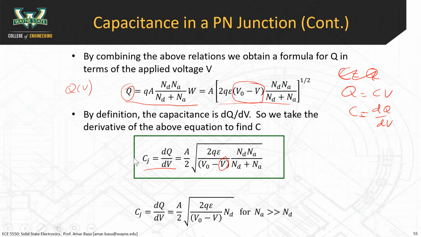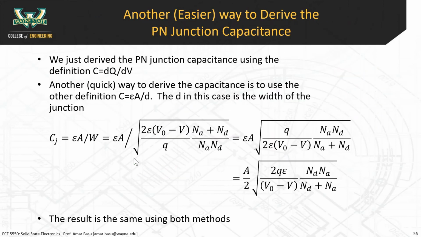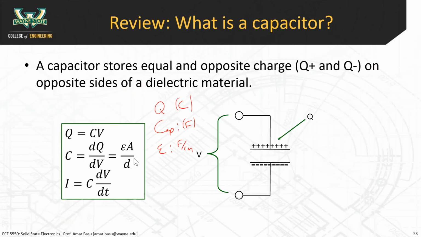So a lot of the properties, it turns out, is determined by the doping on the lighter doped side. All right. Now, an easier way to derive the diode equation, you'll get the same result, but in my opinion, it's a little bit more intuitive, is you use this definition of the diode.